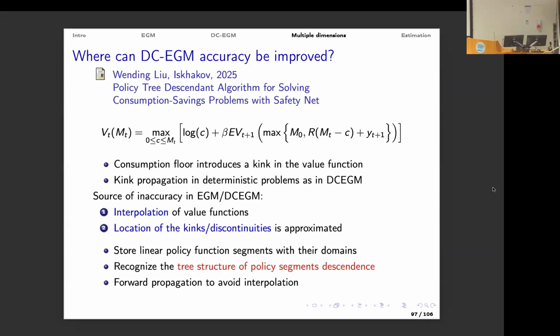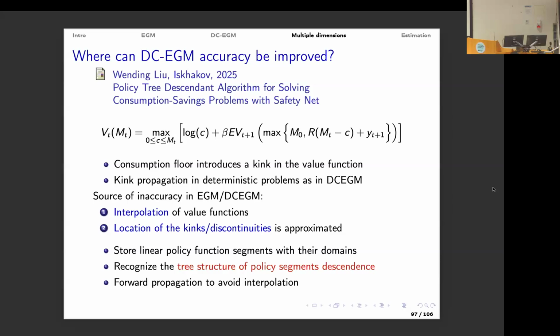That started here, but grew into potentially a new method, which tries to answer the question: can we improve accuracy even more? Where do we lose accuracy with the DCEGM? The main loss is actually in locating secondary kinks, because we're using value functions which are interpolated, linearly interpolated, and we approximately put the secondary kink in. That has some errors.